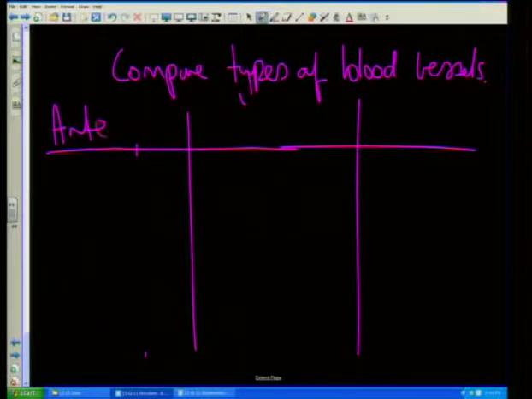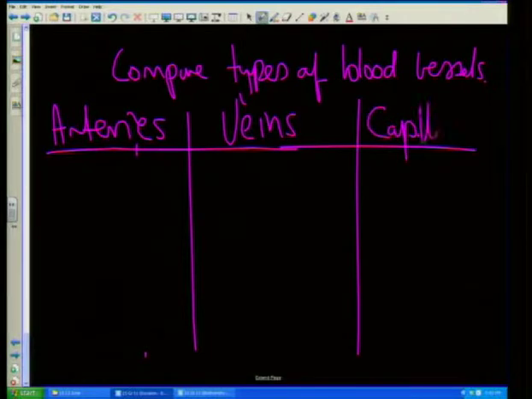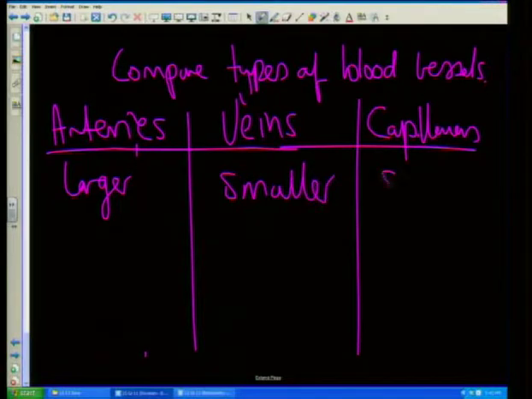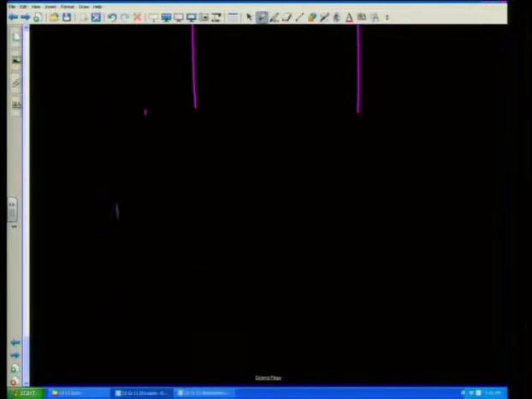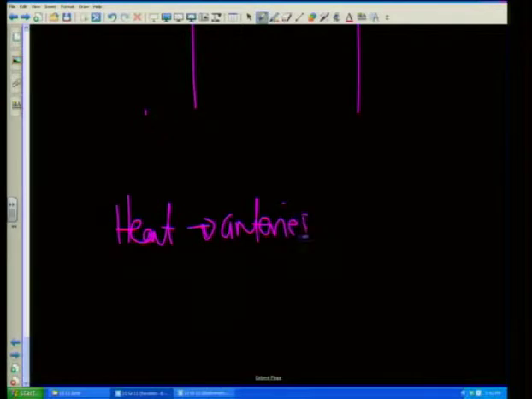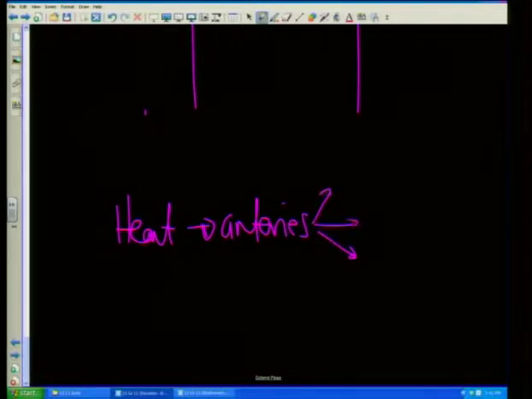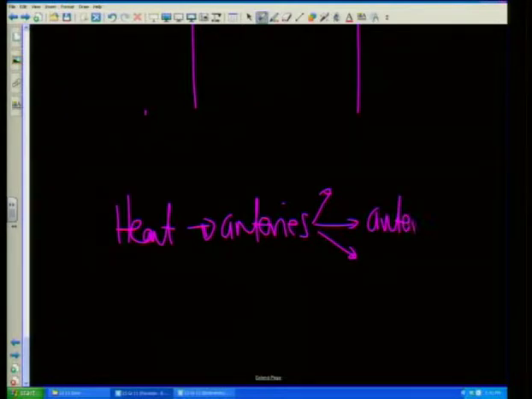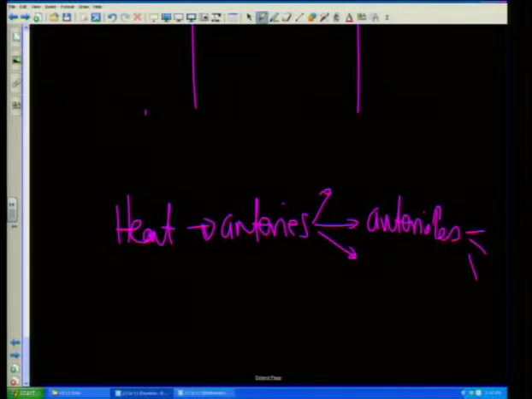You've got your arteries, and you've got veins, okay, and you have capillaries. Okay, so arteries are always larger than veins, which are smaller, and capillaries are the smallest. I just want to show you here. From the heart, you have arteries. Arteries split up into arterioles. Okay, your arterioles split up into capillary networks.